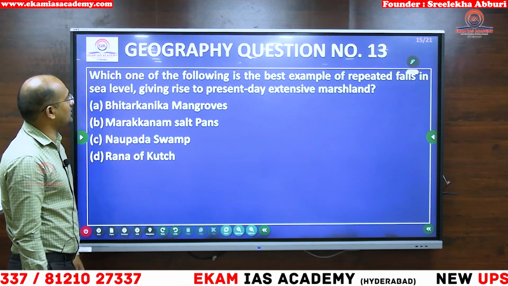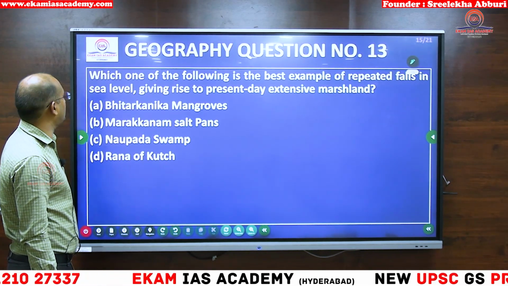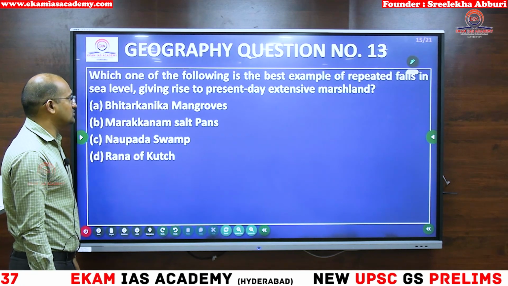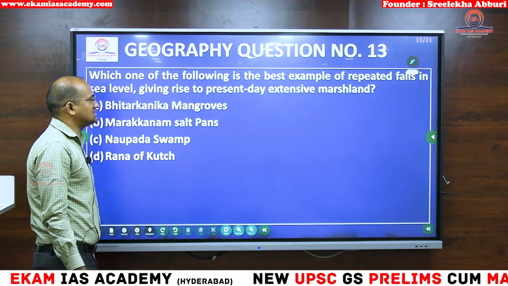Next, which one of the following is the best example of repeated falls in sea level giving rise to present day extensive marshland?